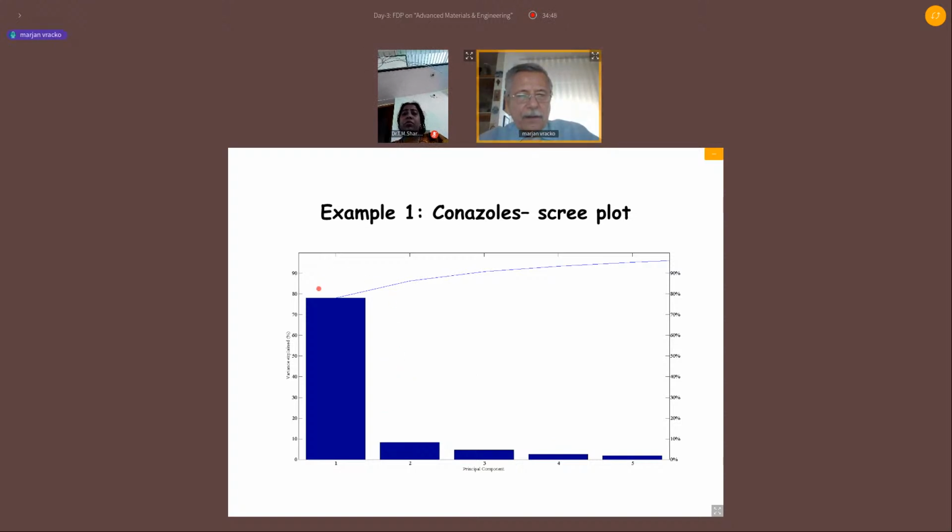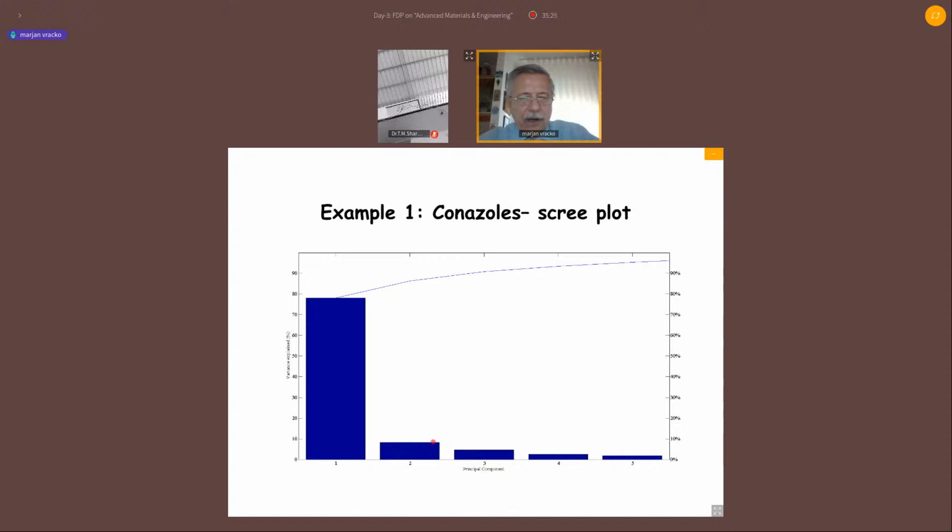This is our first result of the PCA study. It is called a scree plot. This plot shows us the percentage of the total variance carried by a new PCA axis. For example, our first axis carries about 80% of the total variance, the second about 10%, and so on. So our first three axes carry more than 95% of the total variance.